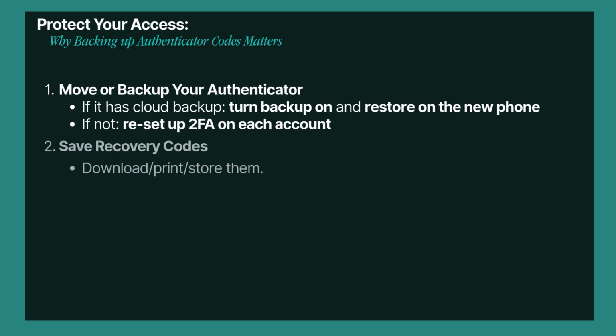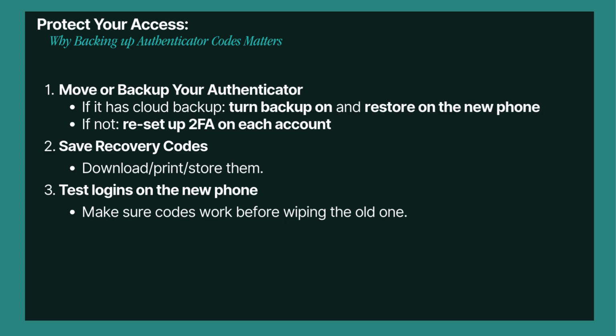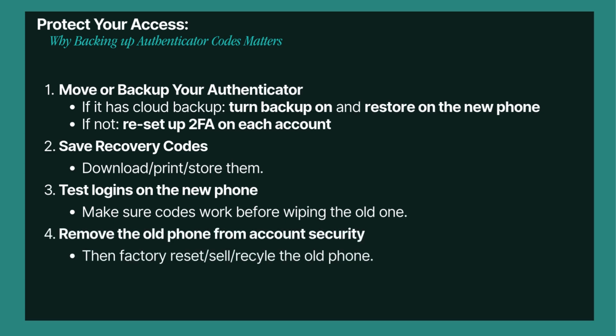Step 2, save your recovery codes. Each of your applications should have a set of recovery codes that you can download, print and store. Point number 3, importantly, test the logons on your new phone and make sure the codes work before wiping your old phone. And step 4 is to remove the old phone from the account security and then factory reset, sell or recycle your old phone.